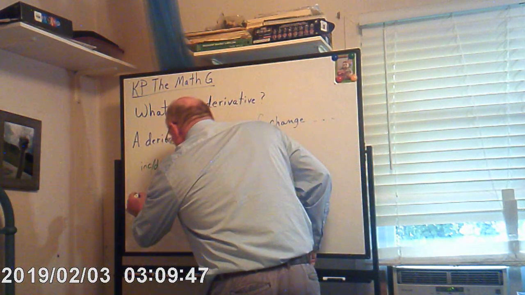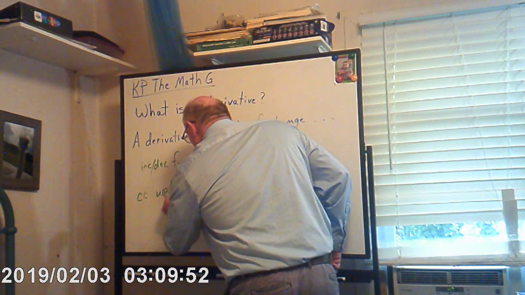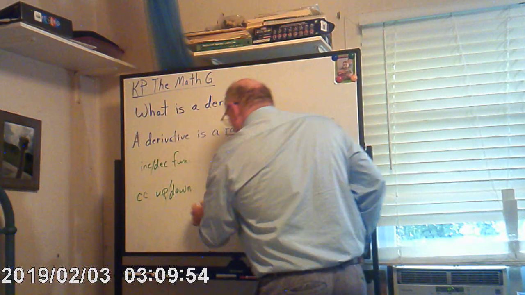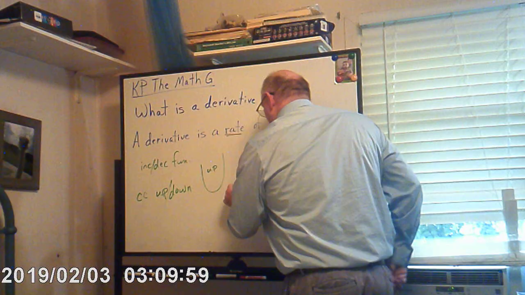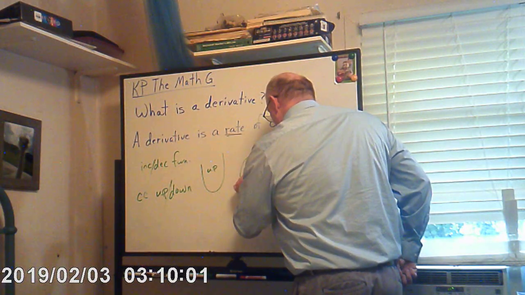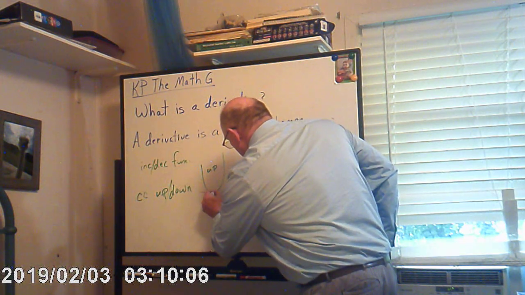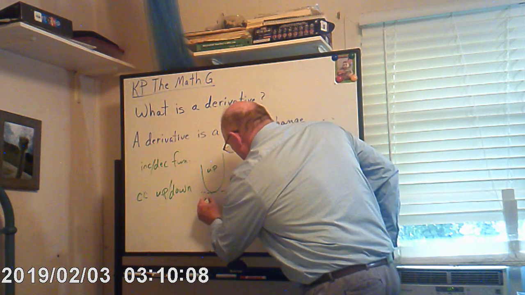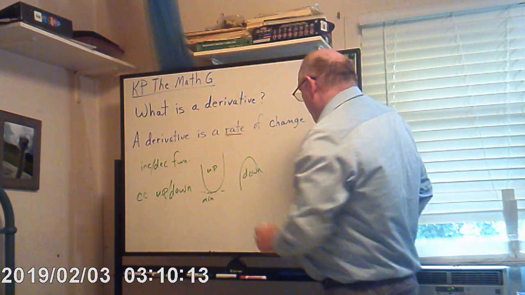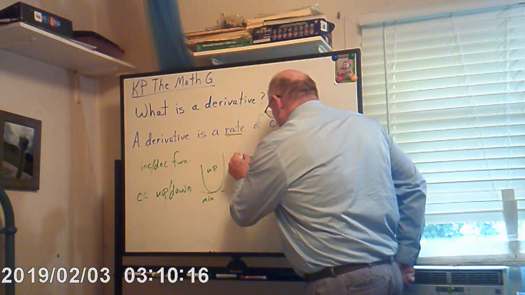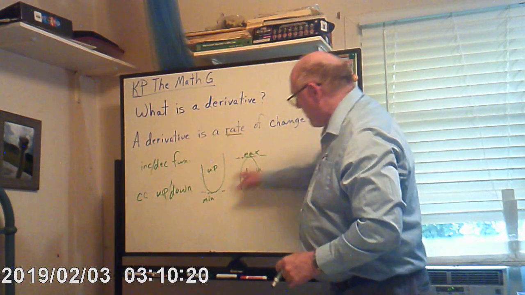Is a graph concave up or concave down? Concave up, this would be up, this would be down. Here you would have a min. The slope is going to be 0. Here you have a max. The slope is still 0. First derivative would be a min or a max.